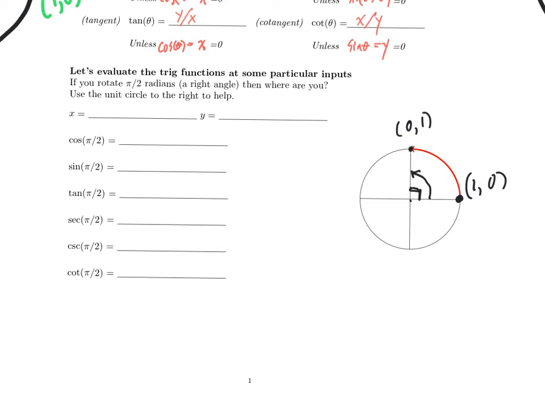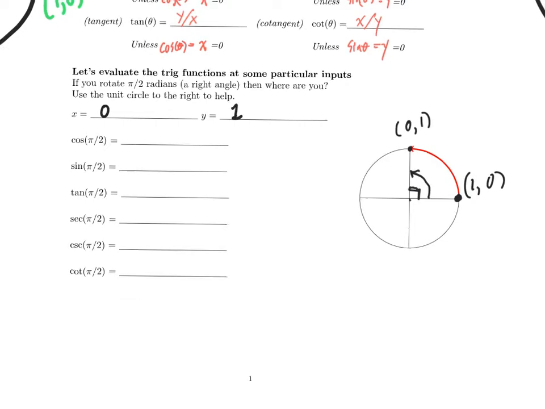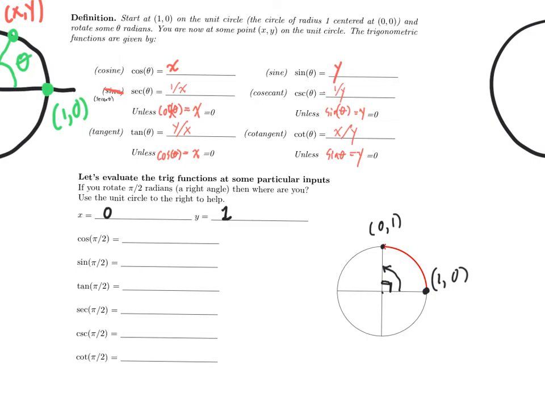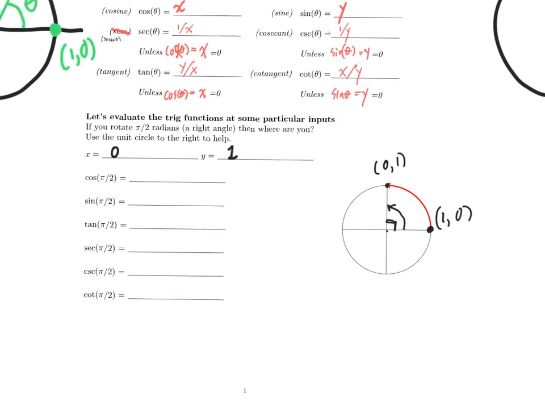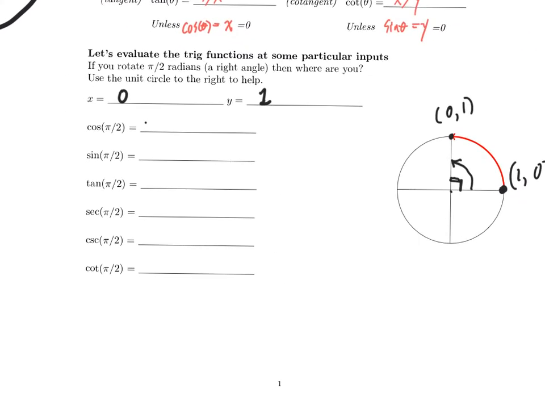So if you start at (1, 0) and rotate by an angle pi over 2, where do you land? You land at the point with x equal to 0, y equal to 1. Oh, but the trig functions are just defined in terms of those x's and y's. So that means that the cosine of pi over 2, that's the x-coordinate, must be 0. The sine is the y-coordinate, so that's 1. Tangent is y over x, so that would want to be 1 over 0, but you can't divide by 0, so this is undefined.